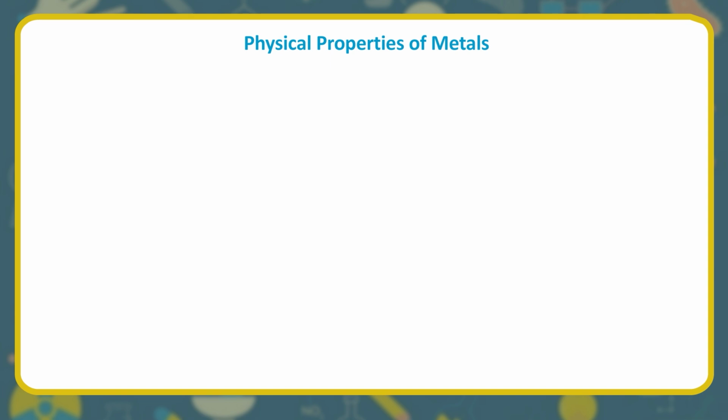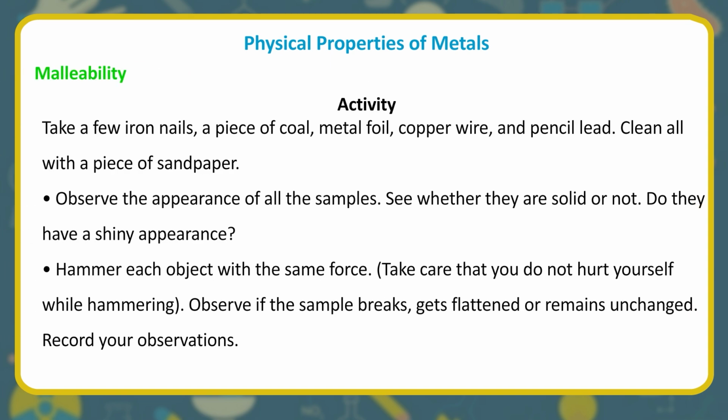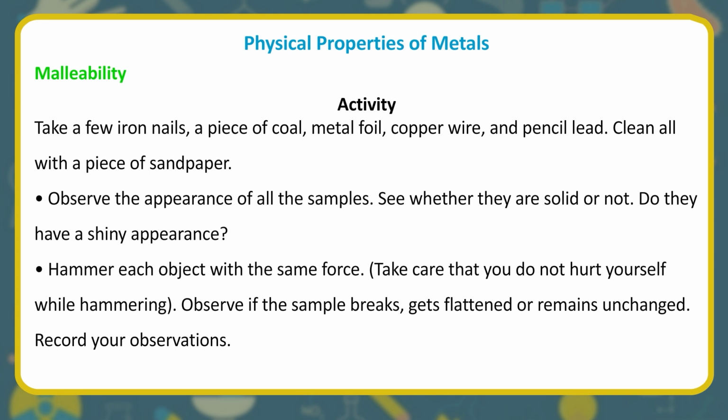Physical properties of metals. Malleability. Activity. Take a few iron nails, a piece of coal, metal foil, copper wire, and pencil lead. Clean all with a piece of sandpaper. Observe the appearance of all the samples. See whether they are solid or not. Do they have a shiny appearance? Hammer each object with the same force.